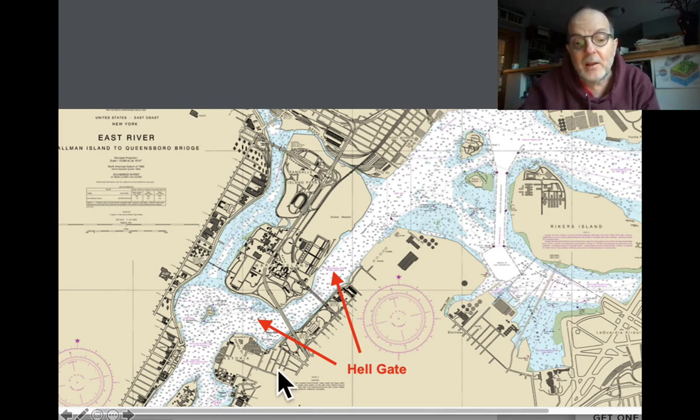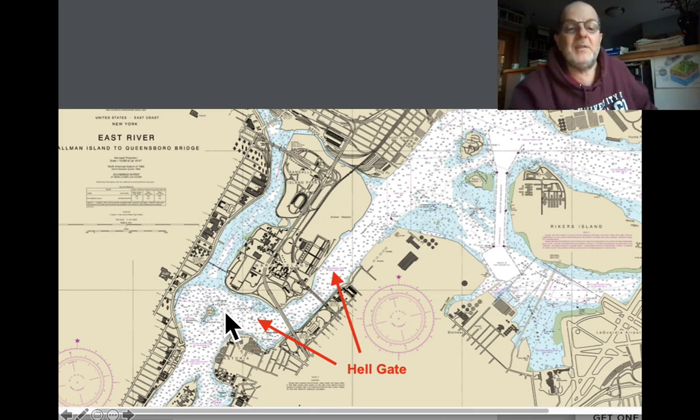And this is called Hell Gate because so many boats, particularly in the 17th, 18th, and part of the 19th century, could not tolerate the conditions and sank.